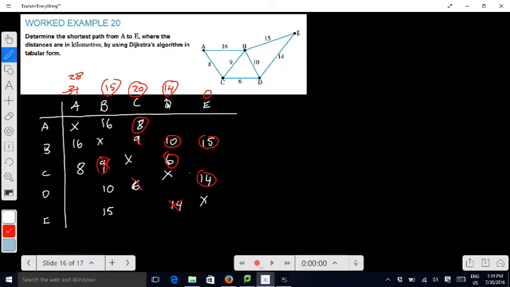So the shortest distance from A to E is the number above E, which is, in this case, 28. So the shortest distance from A to E is 28. Now that doesn't specifically give us the path, but it does give us the distance. So it's the shortest path.